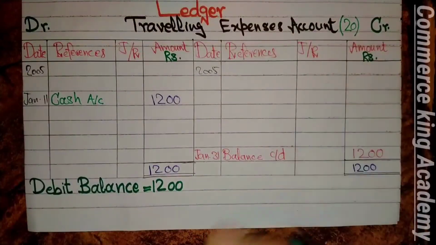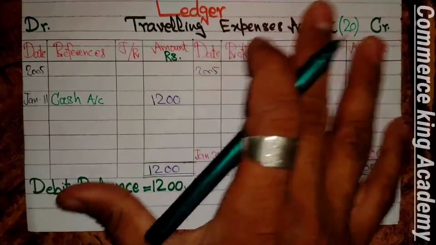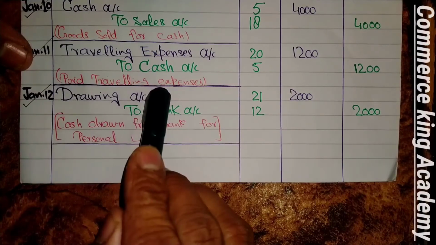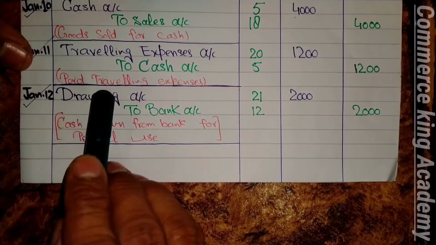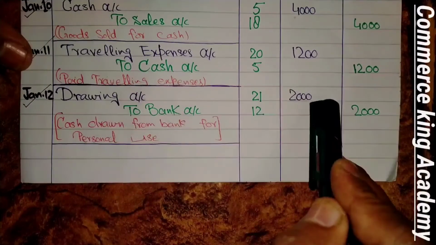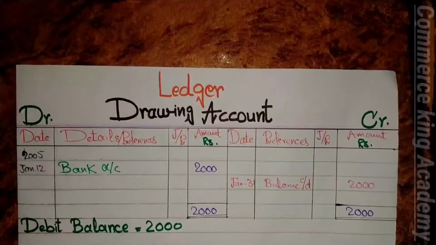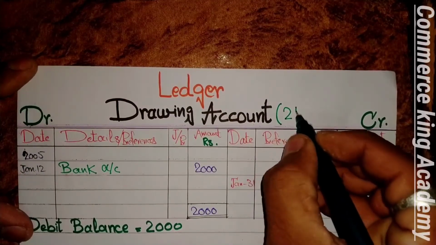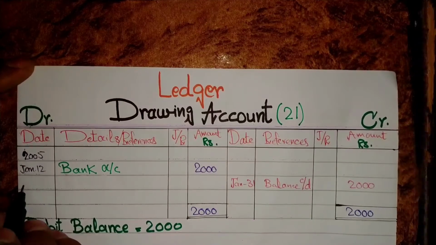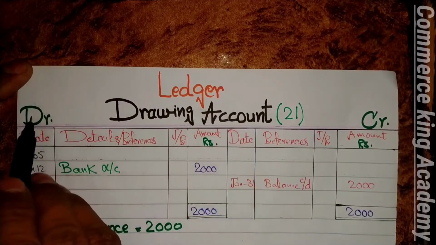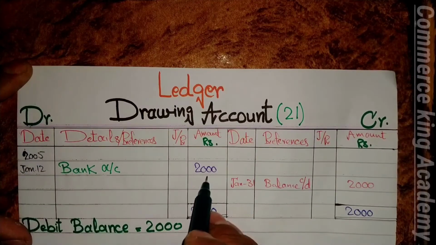So ultimately we have a debit balance of the traveling expenses account. Our next account for making a ledger is the drawings account. On Jan 12th, the drawings account is debited by the bank account, with ledger folio number 21 and an amount of 2,000 rupees. This is the ledger of the drawings account with ledger folio or account number 21. The entry is Jan 12th, drawings account debited by bank account with an amount of 2,000 rupees.